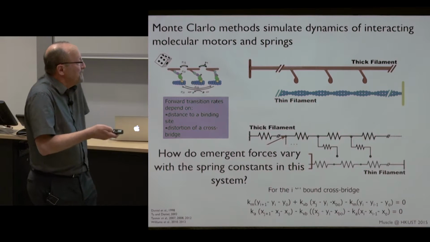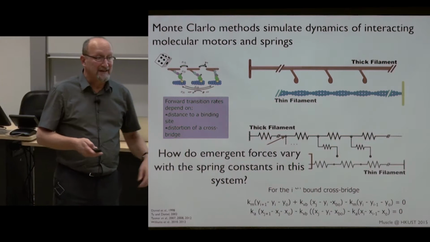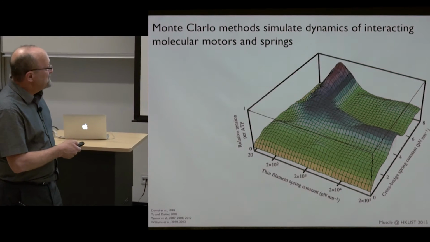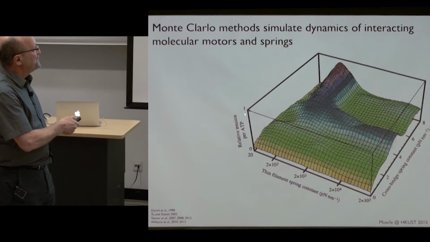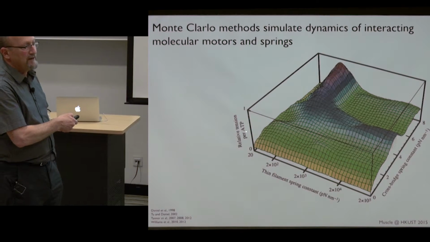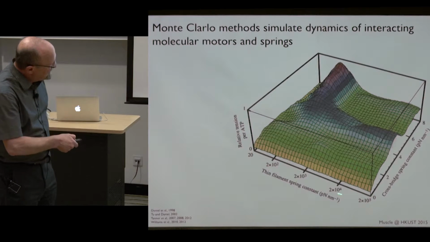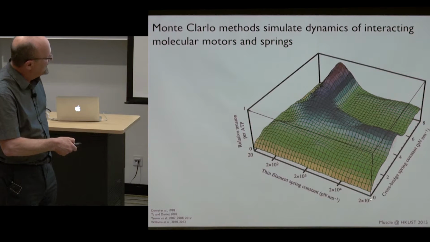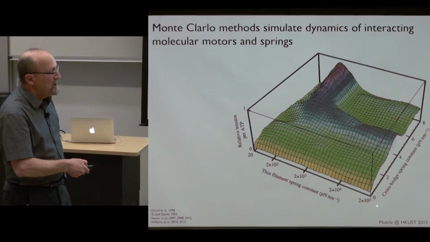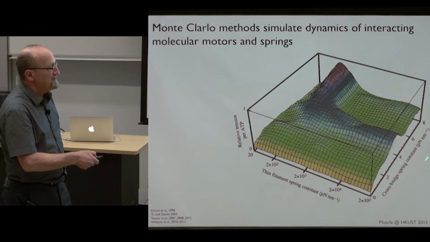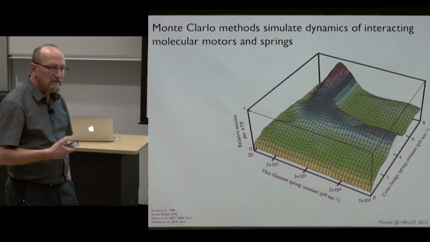We ask basically, how do the forces vary as a function of the design of the protein lattice? And this plot here, and let me work you through it: this axis, the height, is how much force per ATP you generate in a system of molecules. This axis here is how stiff is your thin filament, from very stiff to very compliant. And this axis here is how stiff is your cross bridge, from very compliant to very stiff, okay? And what you find is you have this weird surface behavior.